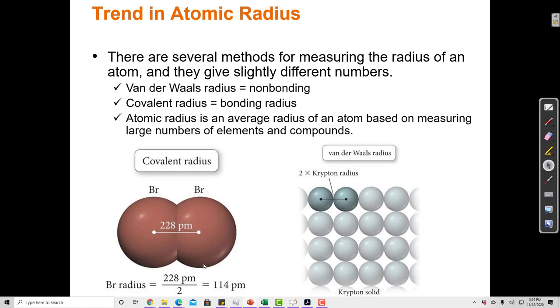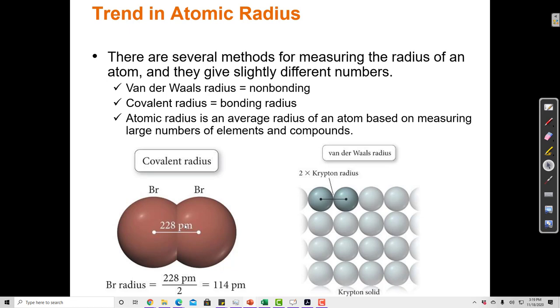Another way is within a bond. If two atoms are bonded together, two atoms of bromine, for example, then we can measure the distance between the nuclei in that molecule. And we do the same thing. We assume that from here to here is the radius of this bromine atom, and from here to here is the radius of this bromine atom. So we divide that distance by two.